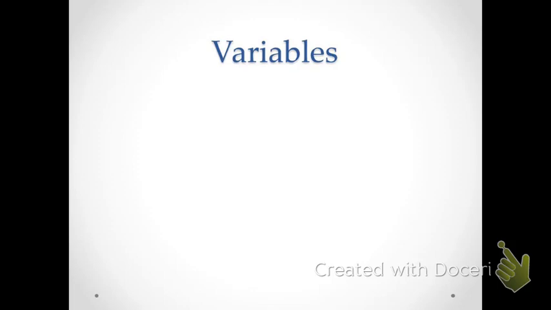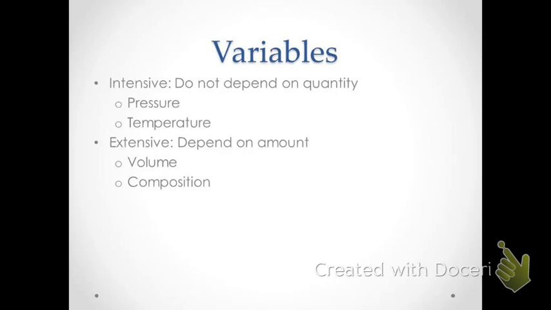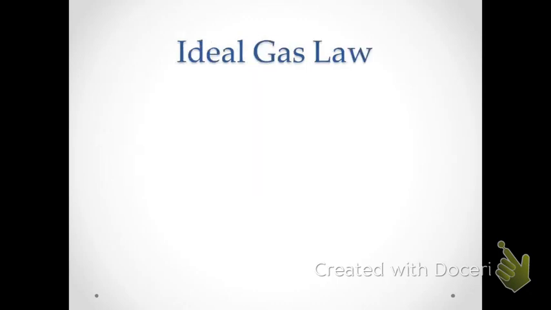Now, we will also have different types of variables in our thermodynamic system. One specific type is a variable that's referred to as being intensive, which means that it does not depend on quantity. Variables of this type would include pressure, temperature. Temperature obviously doesn't depend on the amount of stuff that you have. And then we have extensive variables, which do depend on the amount. Volume obviously is an extensive variable. Composition, mass, things of that nature are extensive variables because they do depend on the amount of stuff that we have.